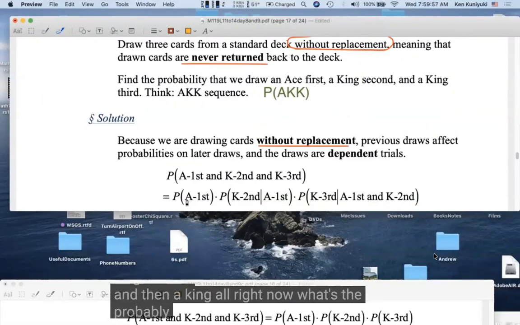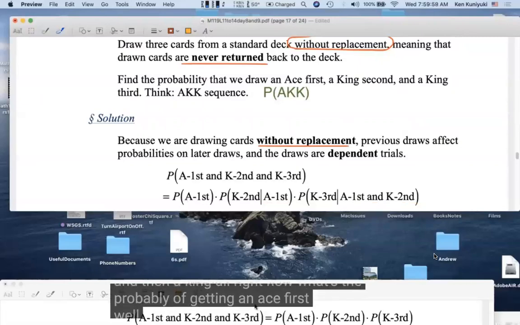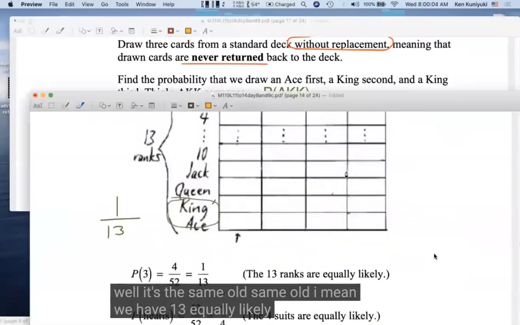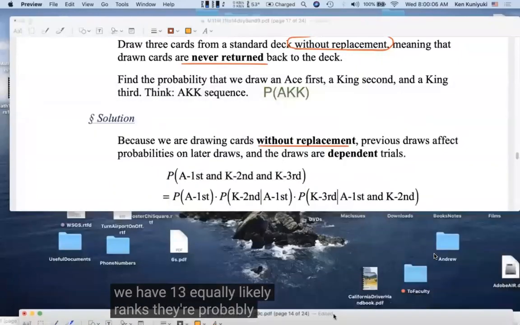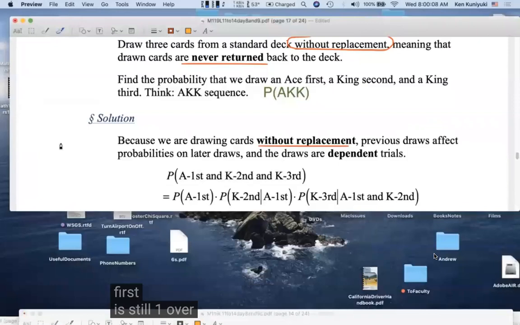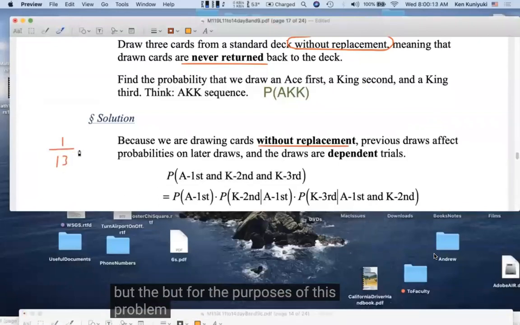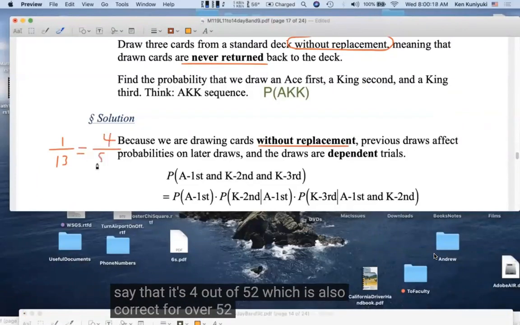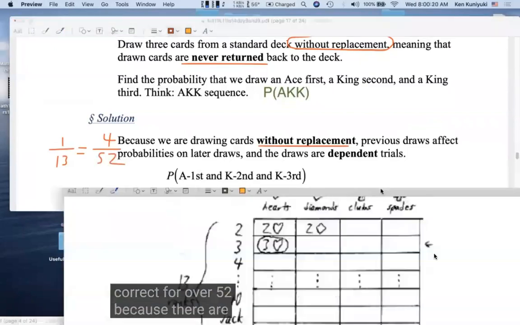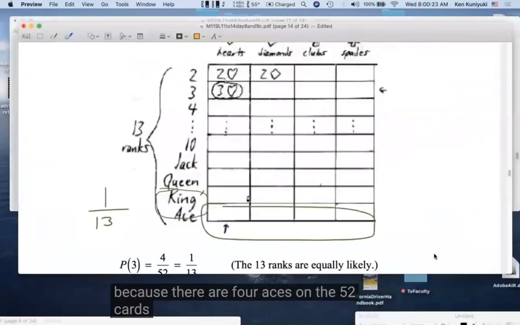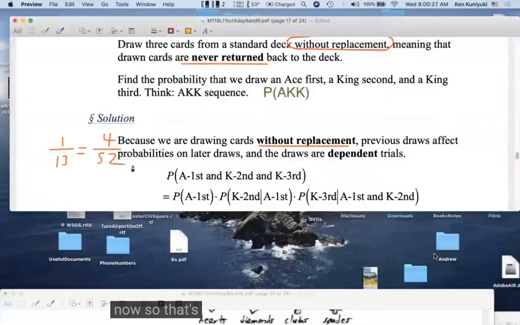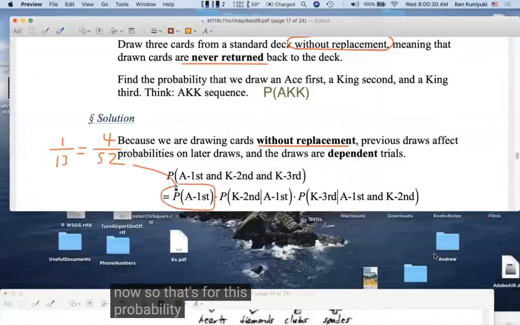All right, now what's the probability of getting an ace first? Well, it's the same old, same old. I mean, we have 13 equally likely ranks. The probability of getting an ace first is still 1/13. But for the purposes of this problem, let's say that it's 4 out of 52, which is also correct, 4/52, because there are 4 aces out of the 52 cards. Now, so that's for this probability.